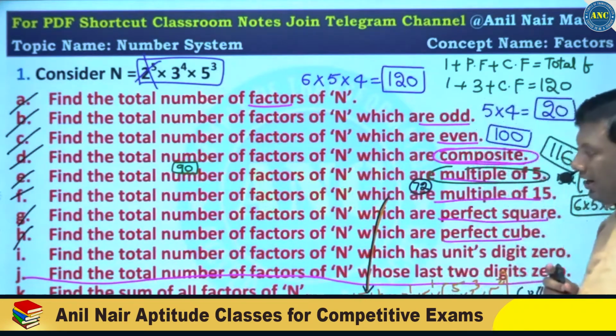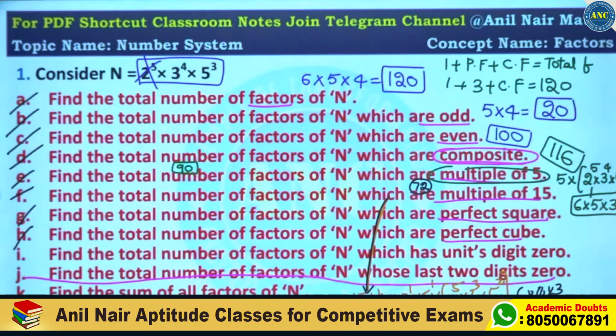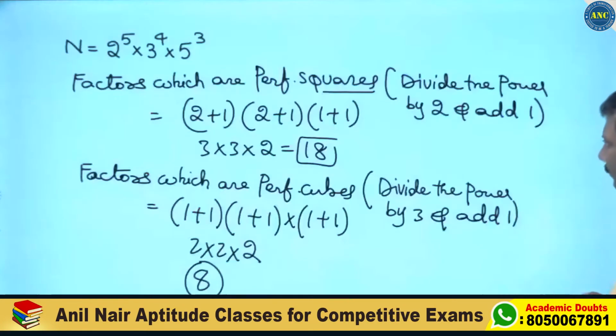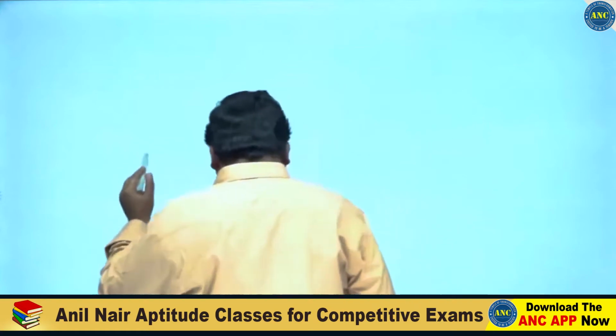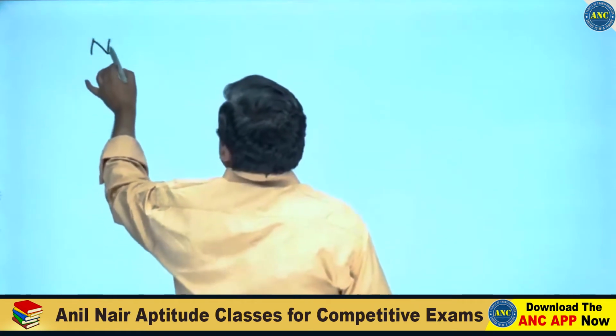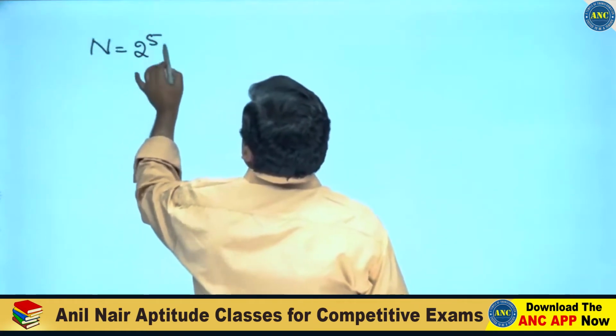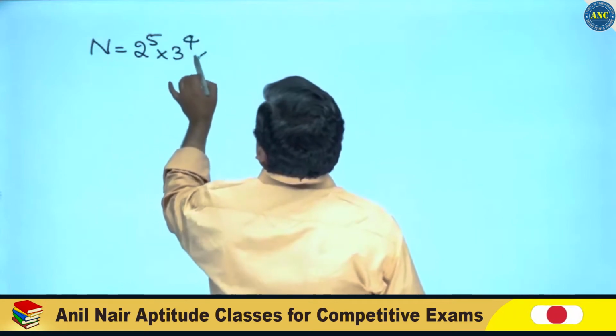Please read question I. Find the total number of factors where the unit digit is 0. Now see here. Question is n is equivalent to 2 power 5 into 3 power 4 into 5 power 3.